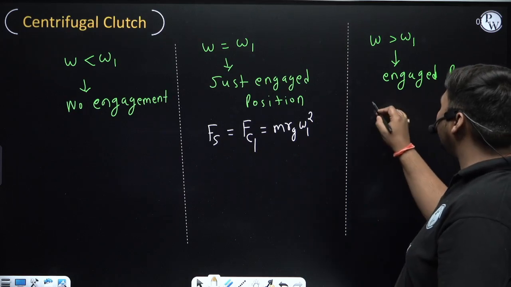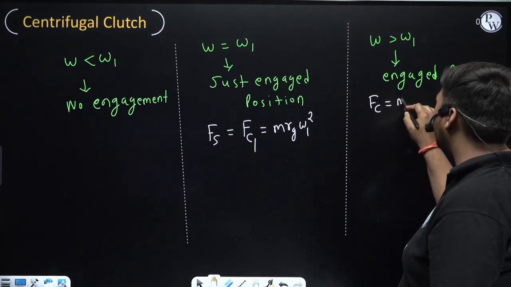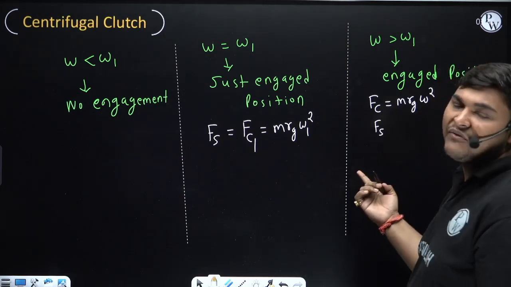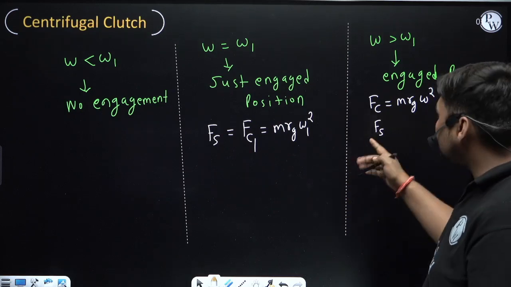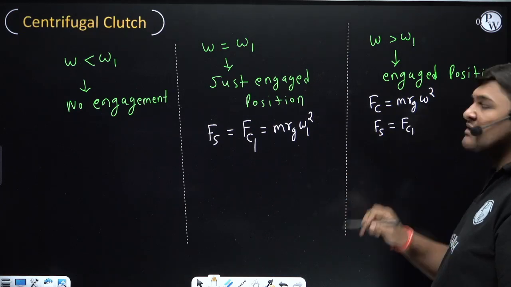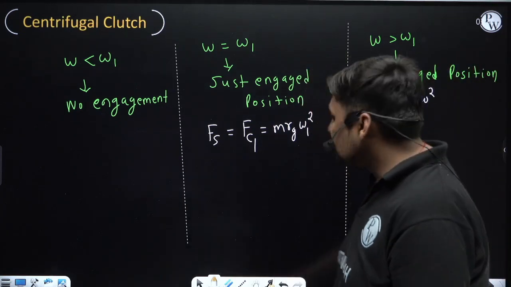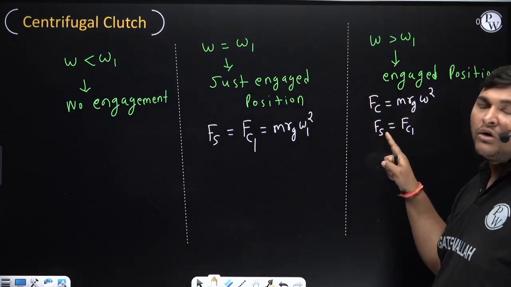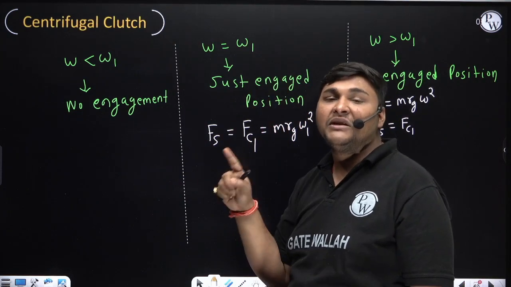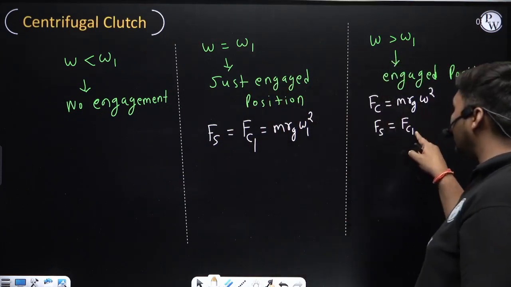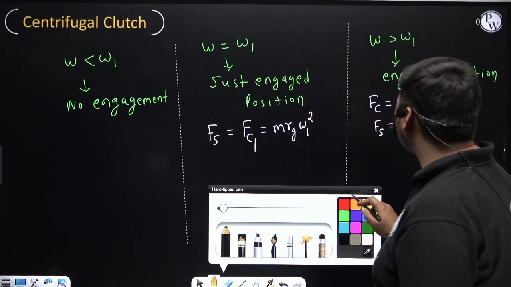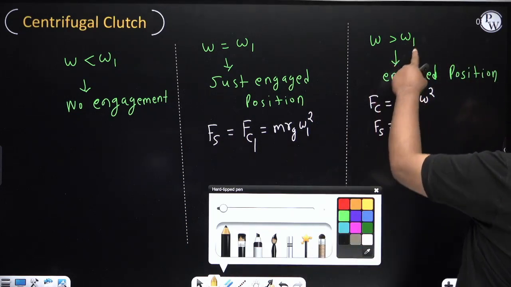For that, we need to calculate actual centrifugal force, which is Fc, and the formula to calculate Fc is mRg omega square. The spring force at engaged position is Fs because it is constant for all engaged positions, and it is equal to the centrifugal force at just engaged position. So if spring force of all engaged positions is not given, then definitely the examiner will give the value of omega 1, meaning the speed at which engagement starts. By using omega 1, you can calculate Fc1, and Fc1 will be equal to Fs, the spring force of all engaged positions.